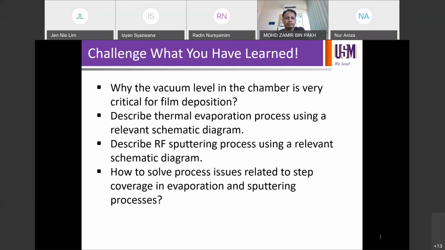Second one, deposition. Okay, what else? Any other point for the first question? Why is the vacuum level very critical for film deposition? What is another answer that is critical as well? What if you do deposition at a slightly higher pressure, for example?